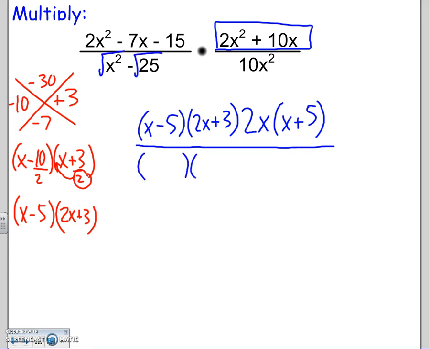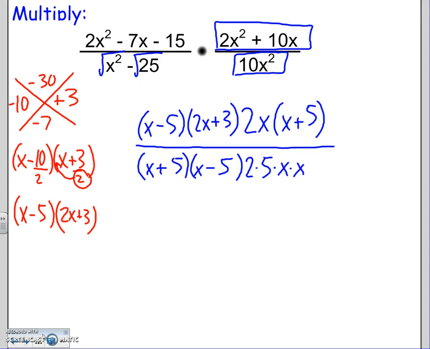So that's really x, 5, different signs, positive, negative. And this last thing is one term, you just break it down. So 10 is 2 times 5. X squared is x times x. So that's fully factored, step 1.